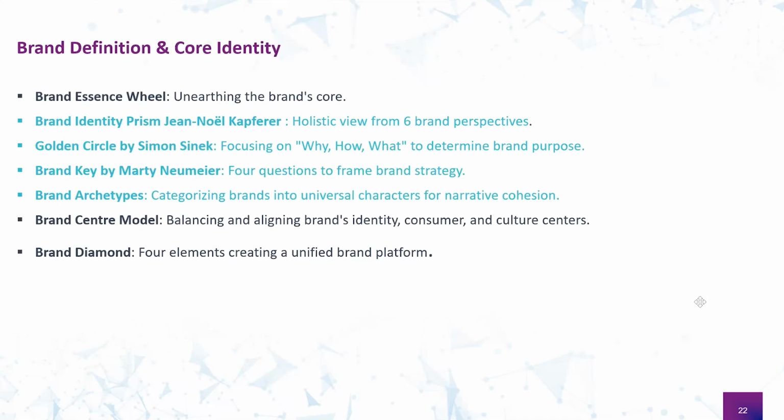Simon Sinek just came into the picture a few years ago, but now he's the golden child because of his why, how, what. Just like, why do you do this? How do you do this? The new age branding agencies use it. I'm sure many people follow Simon Sinek. That's one. Whereas the traditional people or the academics' golden child is actually the brand identity prism. That's by Jean-Noel Kapferer. I don't know whether I got his name correct. Just go and check what that means.